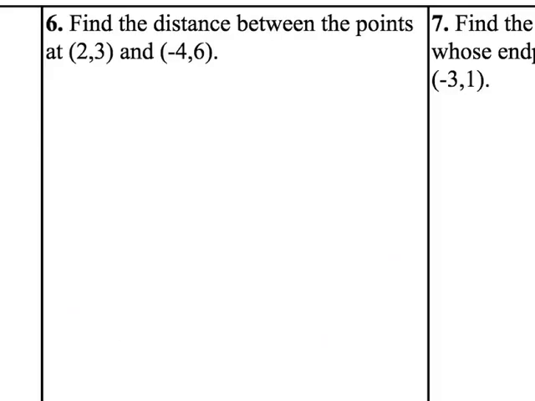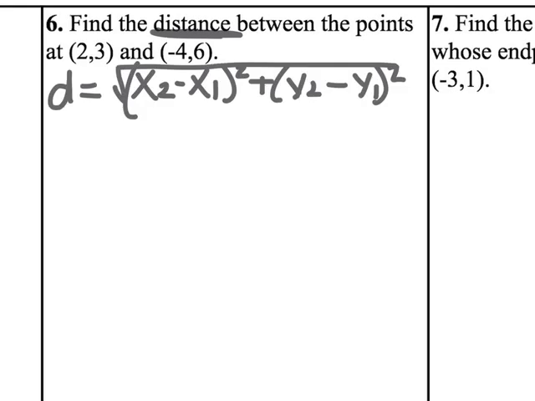Number 6 asks us to find the distance between the points. So this is an opportunity for us to use the distance formula. I've listed the distance formula for you here, but what you need to know is that you're going to be subtracting your x's. So let's look at our x's. We have an x term here of -4 and an x term here of 2. So if I did 2 minus -4 and did keep flip change, that's going to give me 6.